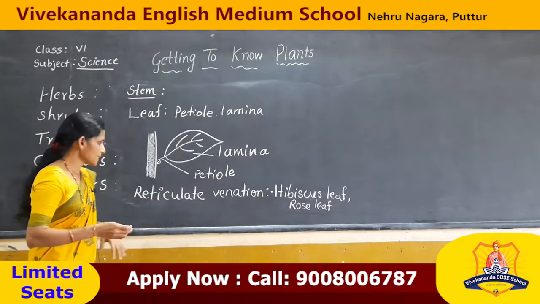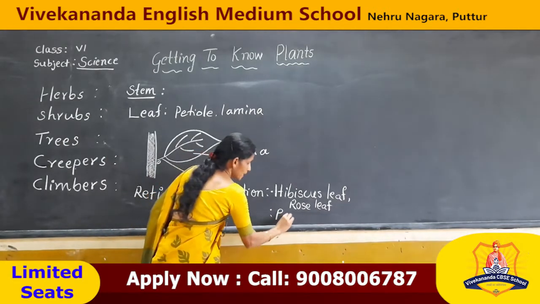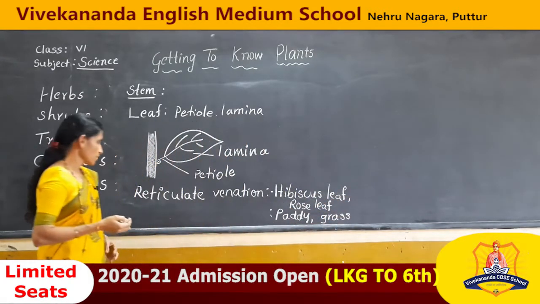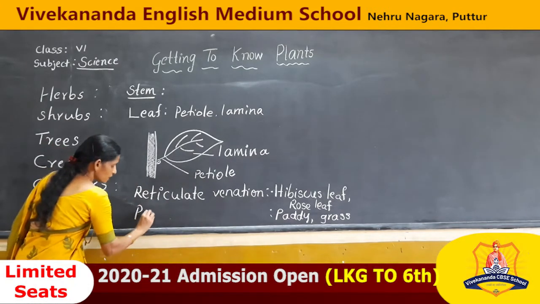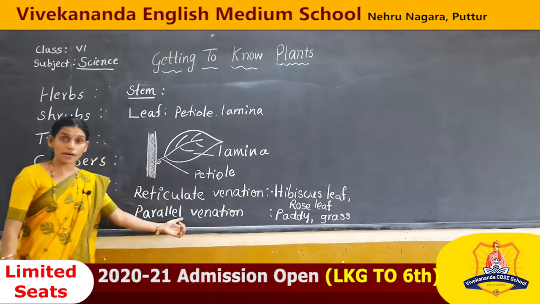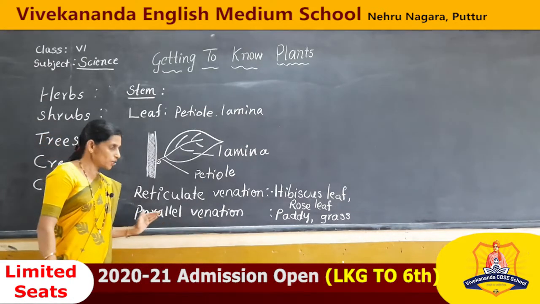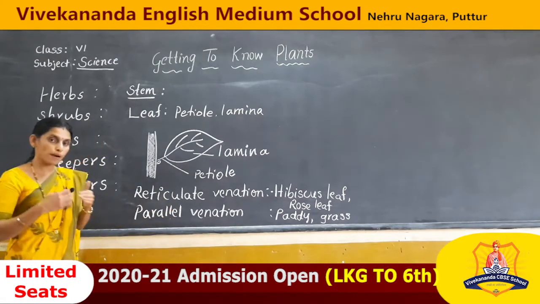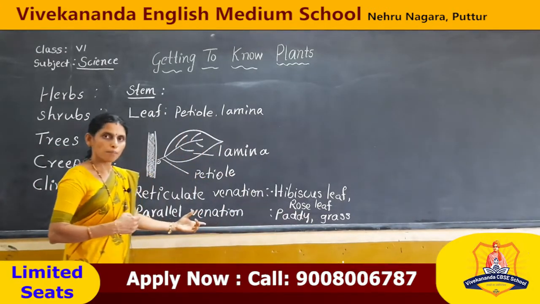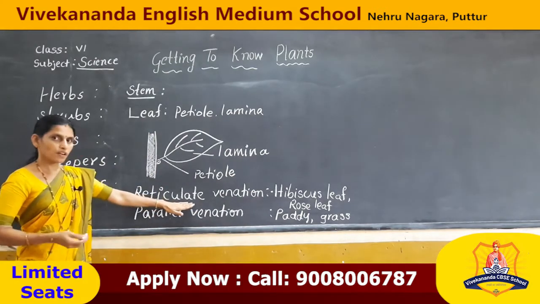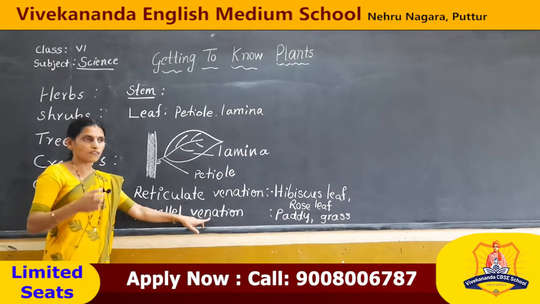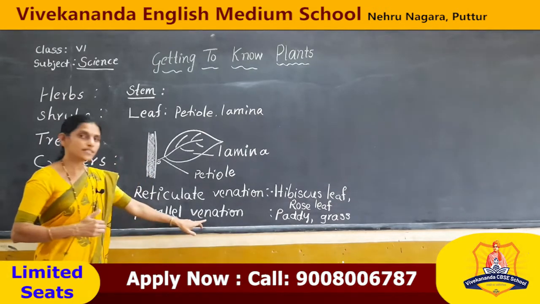In some plants, for example paddy plants or grass plants, we can see one more type of venation. It is called parallel venation. As the name indicates, here veins and veinlets are arranged parallel to each other in some leaves, for example paddy and grass. Reticulate means veins are irregularly branched to form a network-like structure, whereas parallel venation means veins are arranged parallelly.